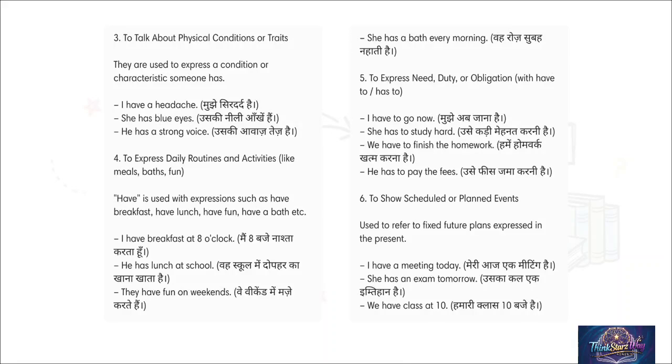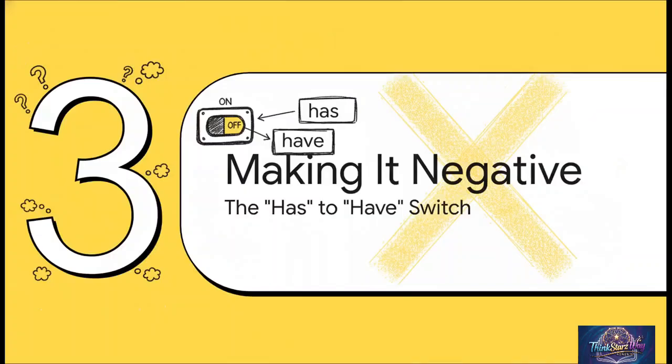And it doesn't even stop there. For your daily schedule, you might say, I have breakfast at 8 o'clock. But check this out. You add one tiny word, the word to, and suddenly it's all about something you must do. She has to study hard. That's a huge change. And then it can also be about the future, like I have a meeting today. So flexible.